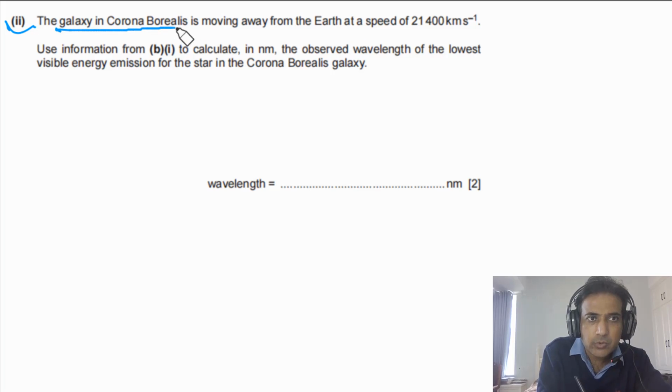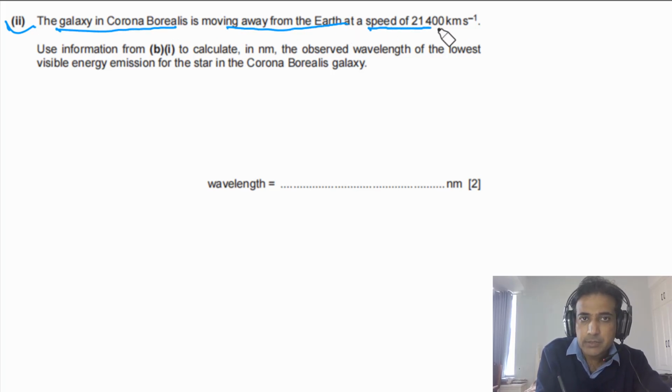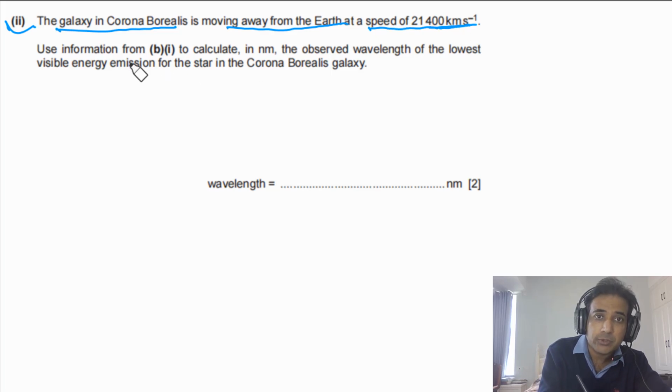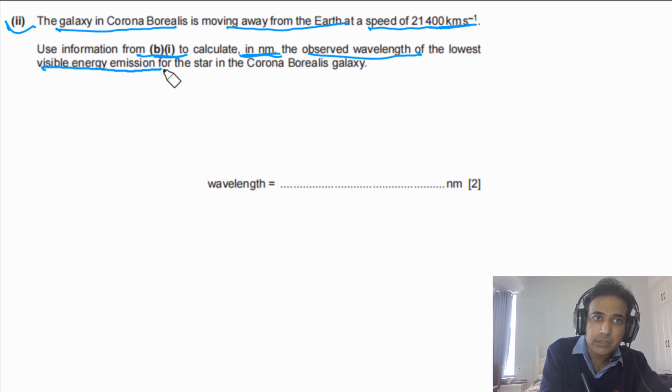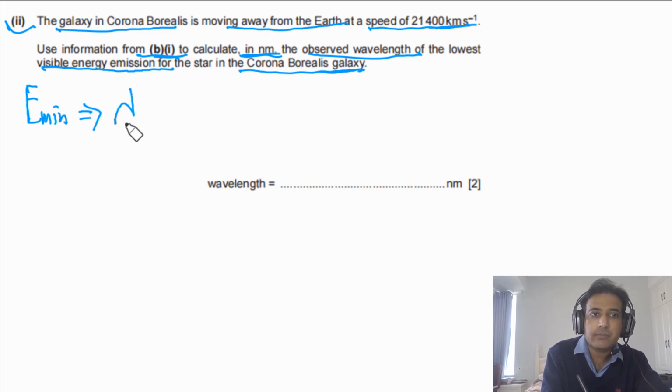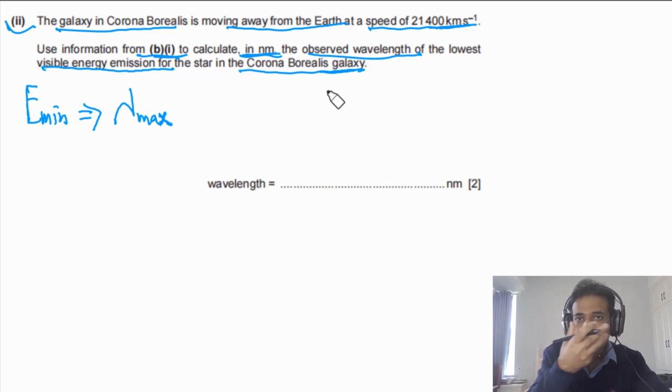Second part says the galaxy in Corona Borealis is moving away from the Earth at a speed of 21,400 kilometers per second. Use information from B1 to calculate in nanometers the observed wavelength of the lowest visible energy emission for the star in the Corona Borealis galaxy. Lowest visible energy, so E minimum, it means that we have to consider the maximum value from the visible energy spectrum, lambda max. And also the galaxy is moving away, so lambda will increase.